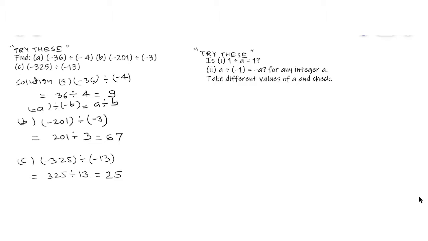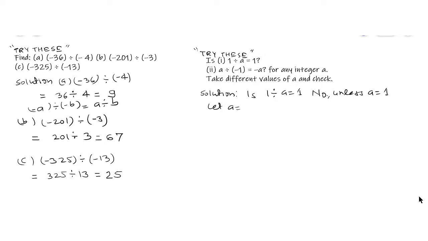Part 1: is 1 divided by a equal to 1? So we solve like this. Is 1 divided by a equal to 1? We say our answer is no, unless a equal to 1. So when a is 1, then 1 divided by 1 equal to 1. Otherwise it is not 1. We check it by some examples.